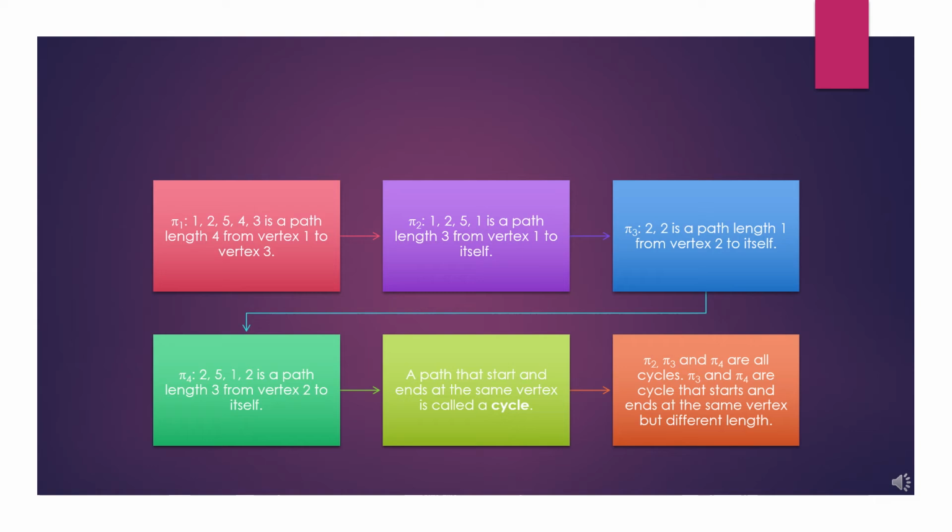A path that starts and ends at the same vertex is called a cycle. Pi 2, 3 and 4 are all cycles. Pi 3 and 4 are cycles that start and end at the same vertex but have different lengths.